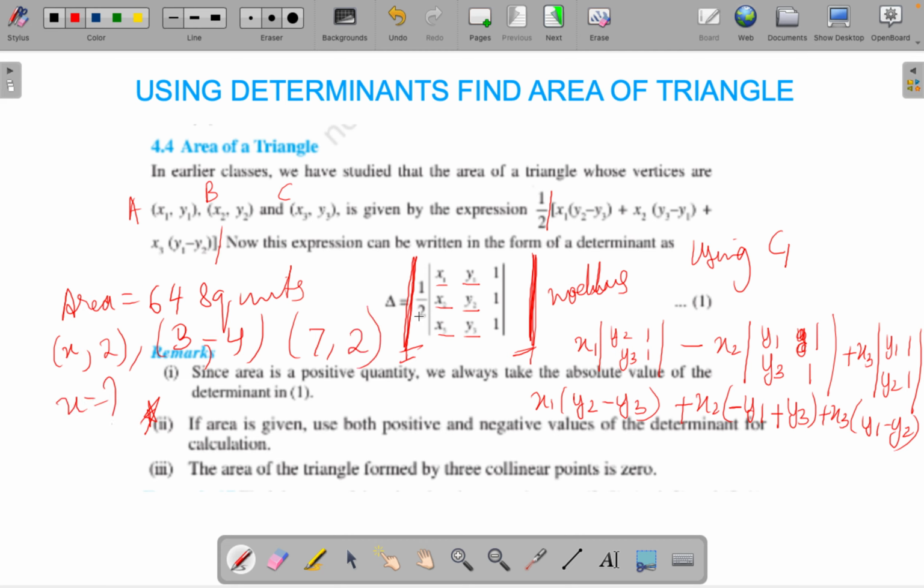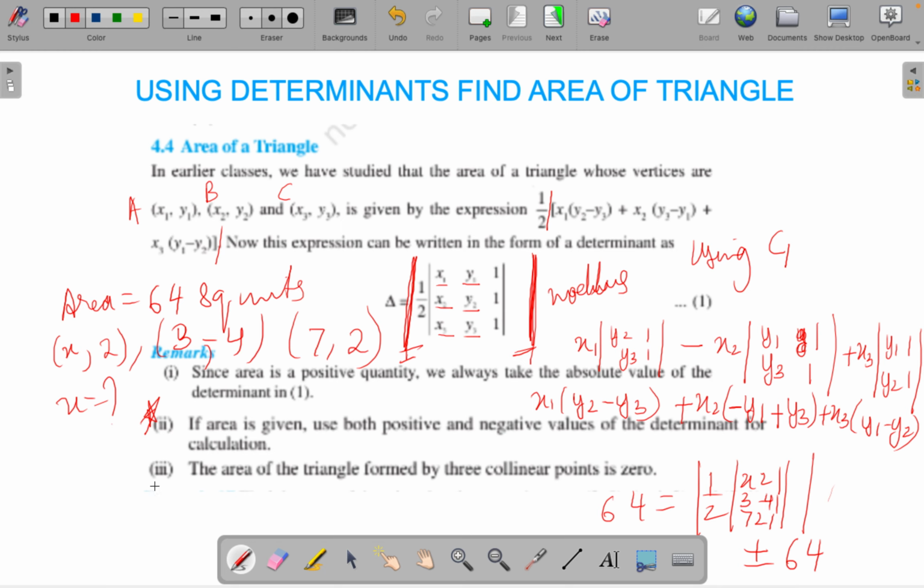So when you use this formula, you will say that 64 is equal to mod of this, and since we have to find x, this is x 2 1, this will be written as 3 minus 4 1, this is 7 2 1, you know how to expand. And when you remove this modulus, I want you to use plus minus 64, because you know that modulus means that whether the value is positive or negative, both can come. So area will always be positive, but when you are removing the modulus sign or the absolute value sign, then you have to take positive and negative of the number which is present on the other side.